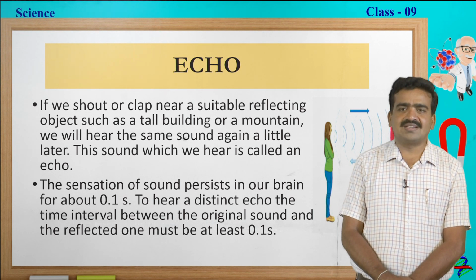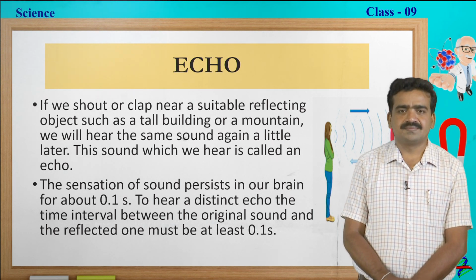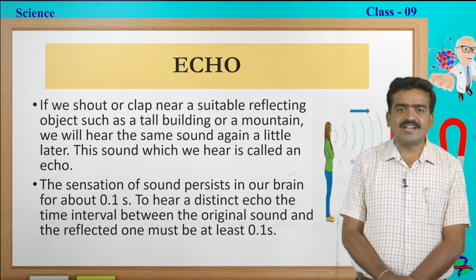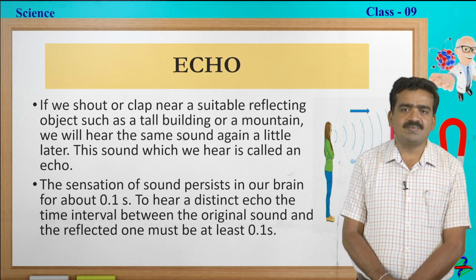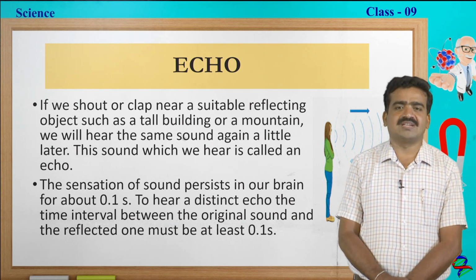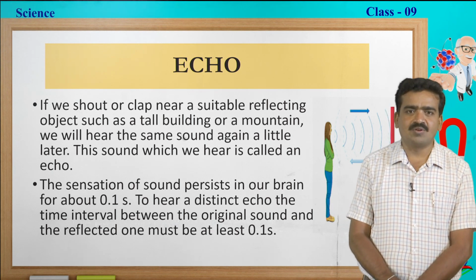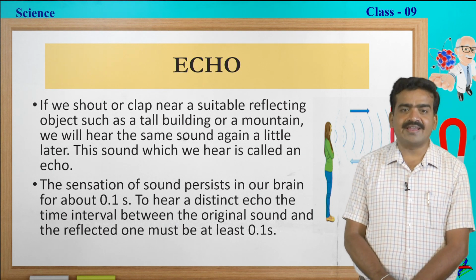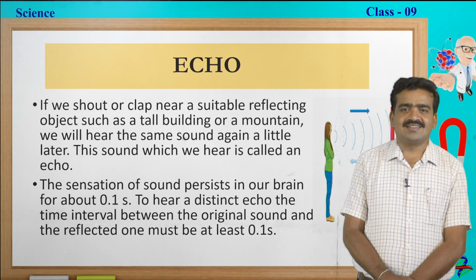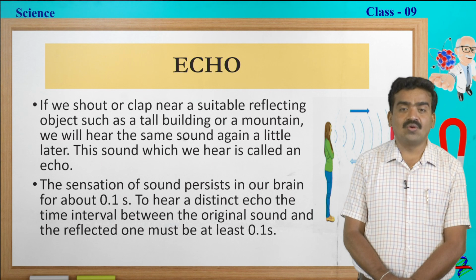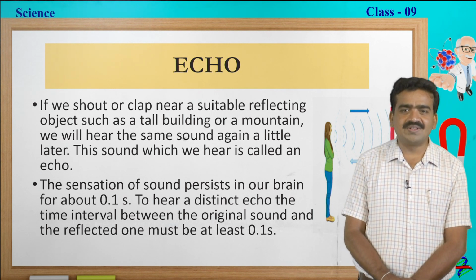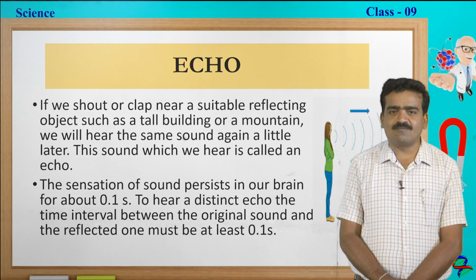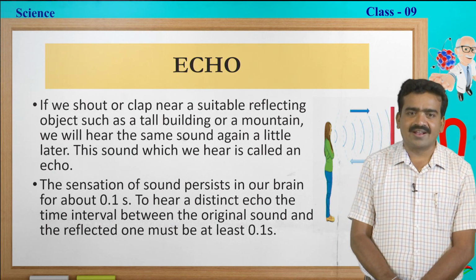Now, let us understand what is an echo. What happens if we shout or clap near a suitable reflecting object such as a tall building or a mountain? Yes, we will hear the same sound again a little later. This is what we call an echo. The sound which is heard after reflection is called an echo.